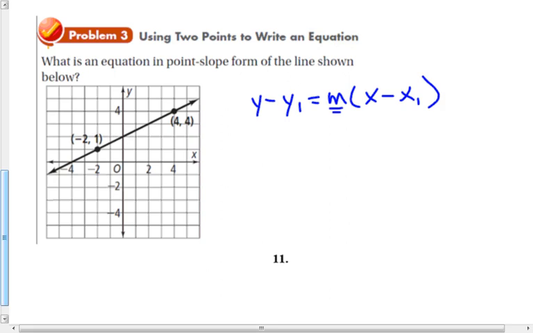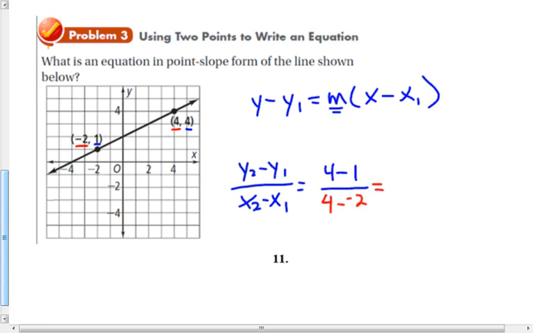So let's just go ahead and use our slope formula to get that. Our y2 minus y1 over x sub 2 minus x sub 1. So here's my y's, it's 4 and 1. And then my x's are 4 and negative 2. And if I simplify that, I get 3 over 6, which is 1/2. So that's the value I'm going to put right there where the m is.